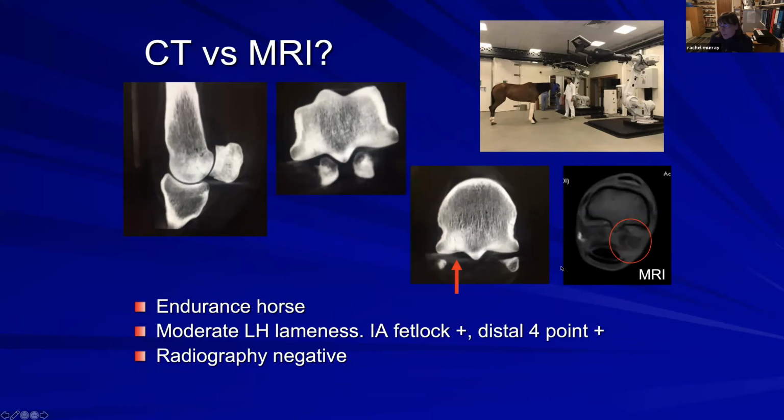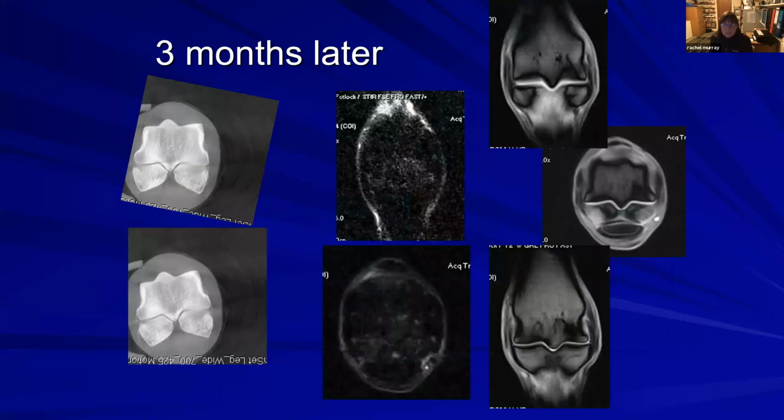On MRI, we've definitely got fluid signal in this area, which supports entirely that we've got a fracture line. In addition, on the MRI, we can see that we've got a split in the suspensory branch as it's coming down close to the insertion. So in addition to the active bone injury on MRI, we could also see a soft tissue injury, which we couldn't see very well on this CT.